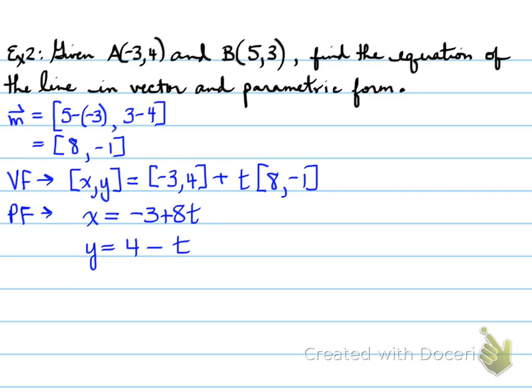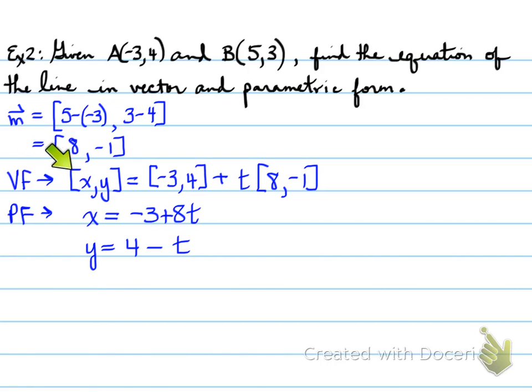Now, why is that the case? Let's go over this again. We're finding the vector from A to B. A is going to be our fixed point. So the direction from A to B is going to be B minus A. Remember to find the direction vector. So it turns out to be (8, -1).